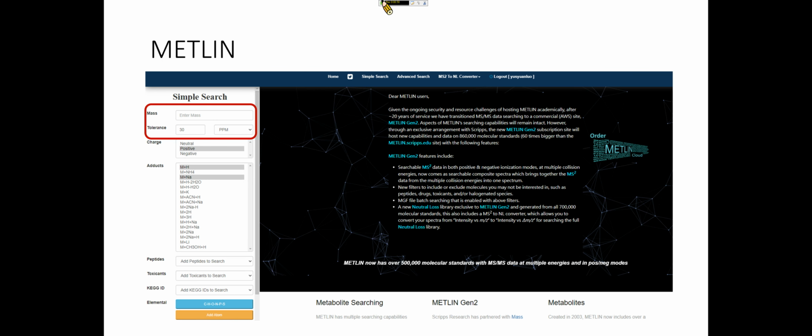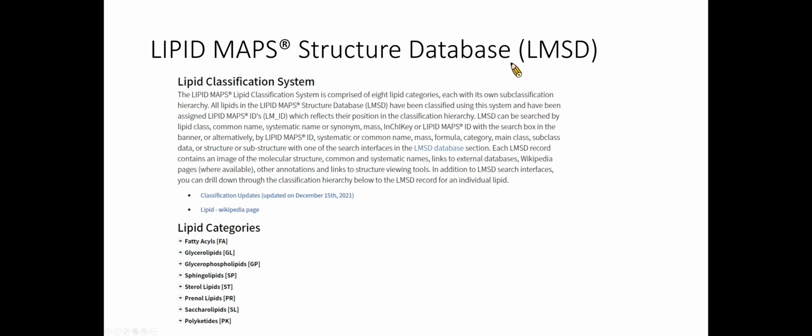METLIN also has a straightforward user interface. You can just enter the accurate mass value and specify the ionization mode and adduct forms you are looking for. Then METLIN will return a list of candidates or possible hits based on your search. The lipidomic database collects a number of different lipid categories, from fatty acids and glycerolipids to polyketides, etc. If you aim to perform a lipidomic analysis, you can use this database as a reference library.